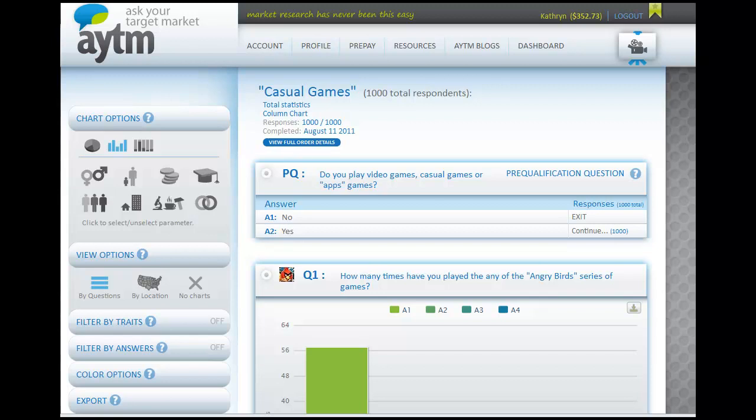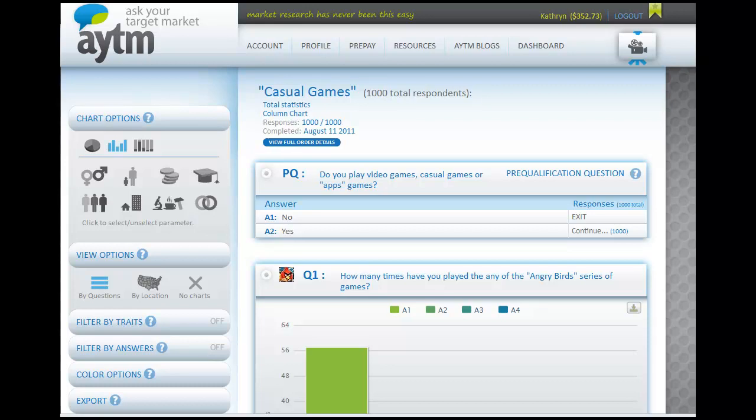I've had a number of questions recently about crosstabs, and people asking me to define what a crosstab is and how to use it. And I think one of the best things to do is actually to look at a real world example. In this case, I'm using a data set from a survey conducted by Ask Your Target Market.